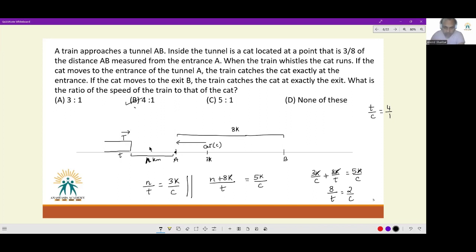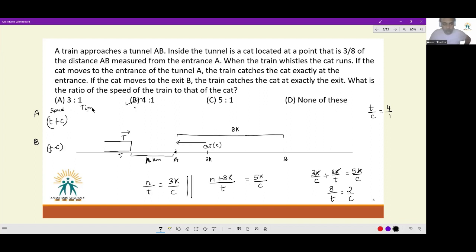When they are moving towards each other, the speed with which they move is speed of the train plus speed of the cat. When they're moving towards each other at exit A, the time that it takes, the speed with which they move is t plus c. When it is moving away towards exit B, the speed with which the train catches up with the cat is t minus c.